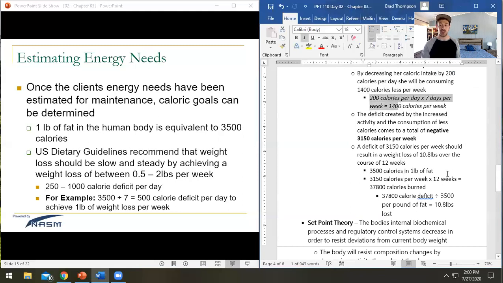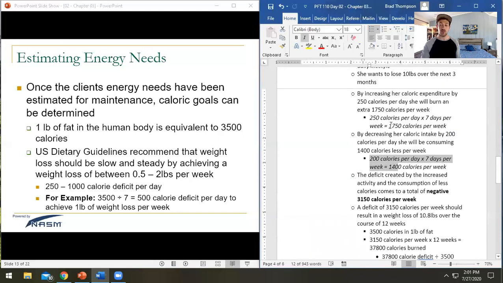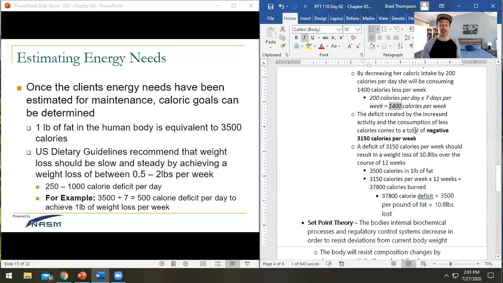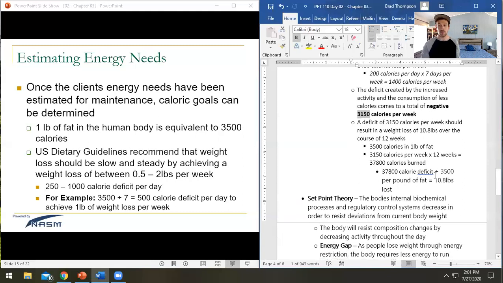That's 1,400 calories per week. So now if we look at 1,750 from exercise plus 1,400 from diet, she's creating a deficit of 3,150 calories per week, right? Now we had 3 months to get her to lose 10 pounds. And so over the course of 12 weeks, at a deficit of 3,150 calories per week, it should result in close to 11 pounds of weight loss over that 12-week period, right?